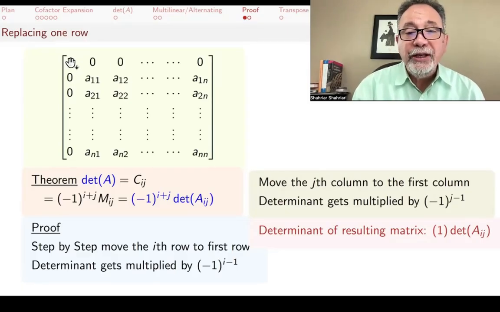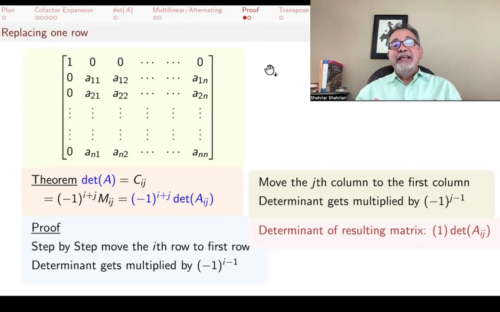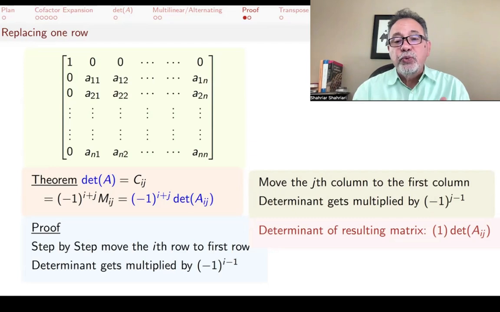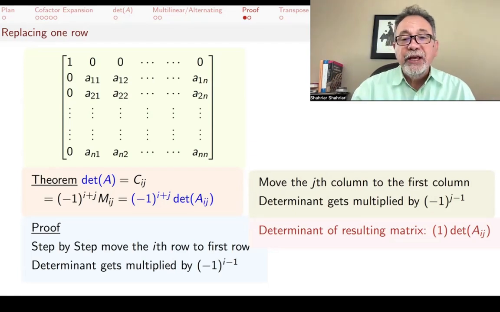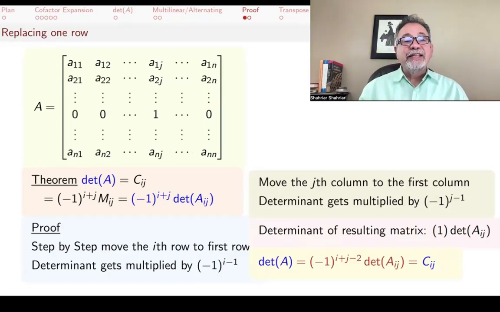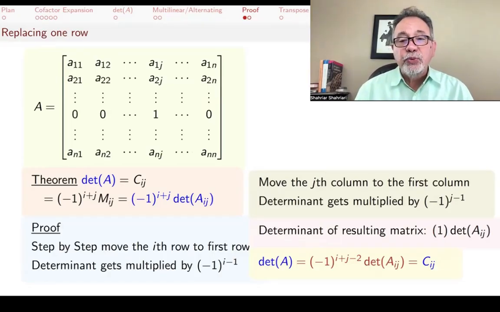So if you pick that 1 and eliminate its row and column, then you have to find the determinant of this remaining thing. That remaining thing is exactly aij. So the determinant of this resulting matrix is just 1 times the determinant of aij. If we go back to our original A, its determinant is the determinant of aij times -1 raised to the power i plus j minus 2.